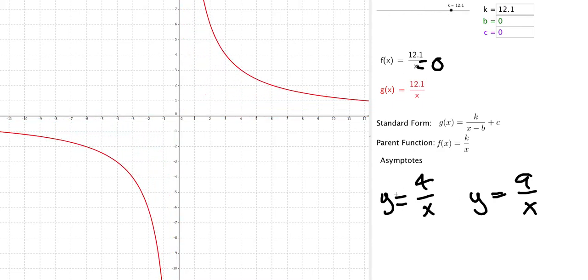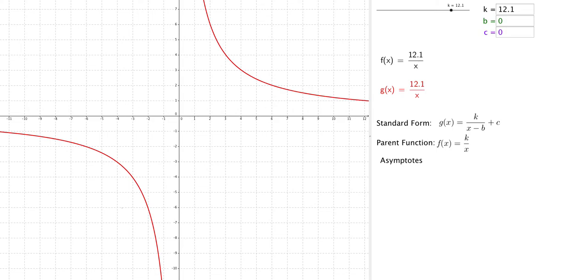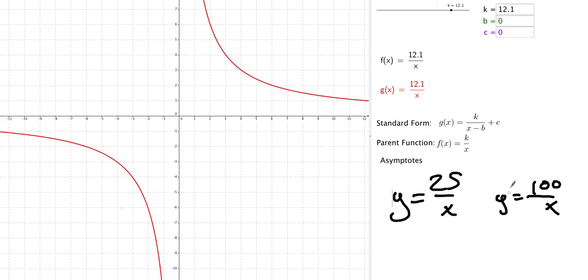Alright, so the difference between these two graphs is that y equals 9 over x is much farther from the origin than y equals 4 over x. Okay, so check your understanding 2 says use a graphing calculator to compare y equals 25 over x and y equals 100 over x. These are going to look identical. It's just that this graph is going to be farther from the origin.